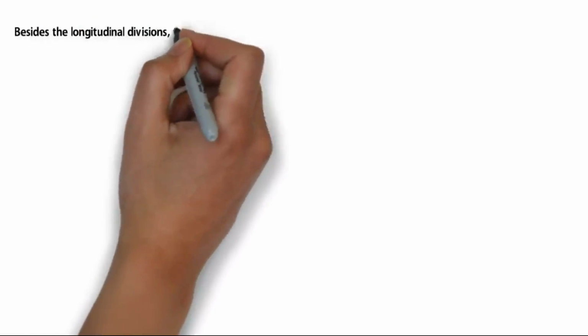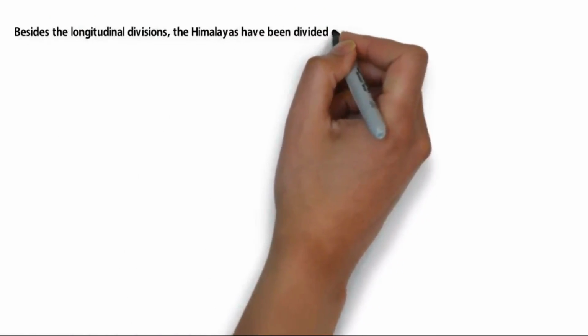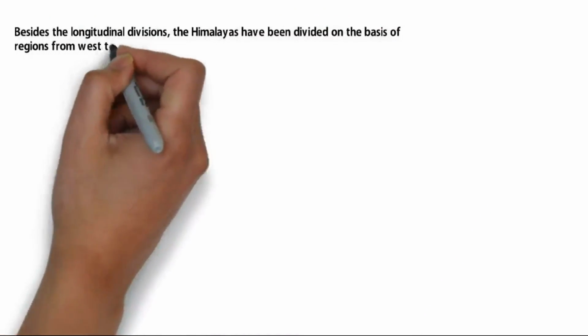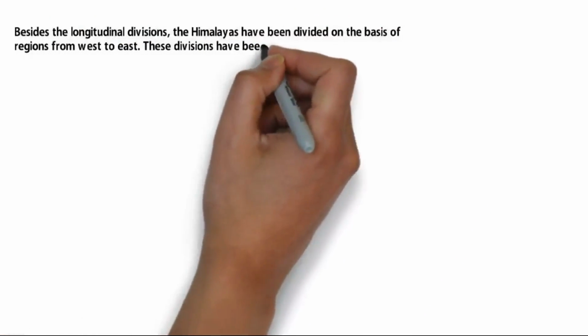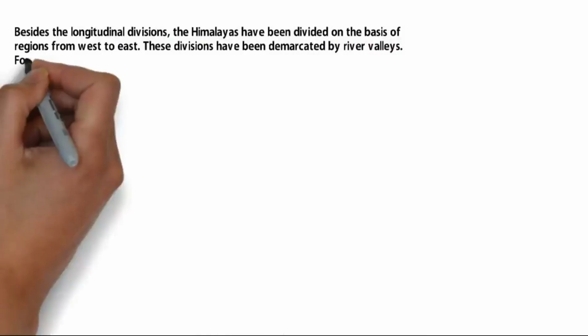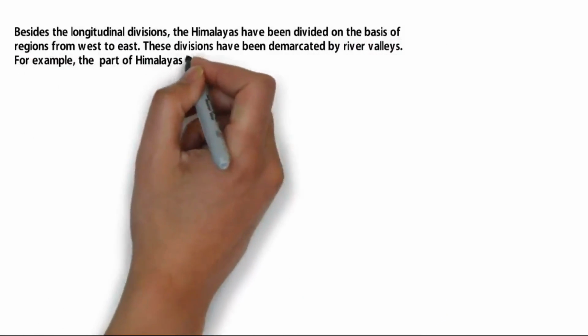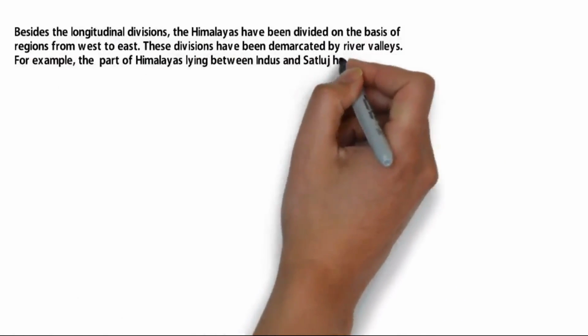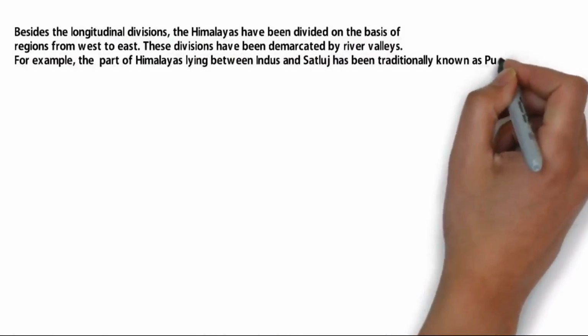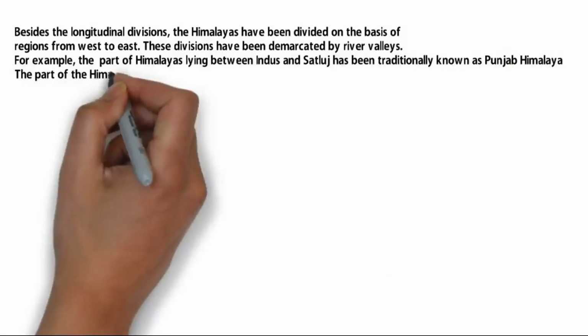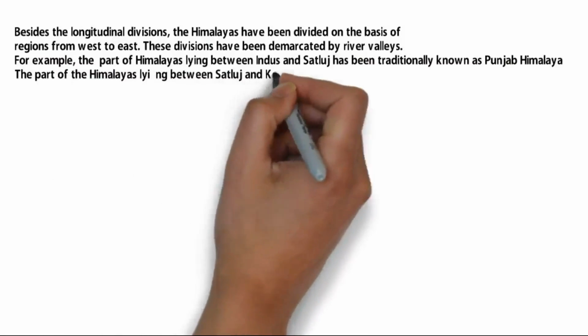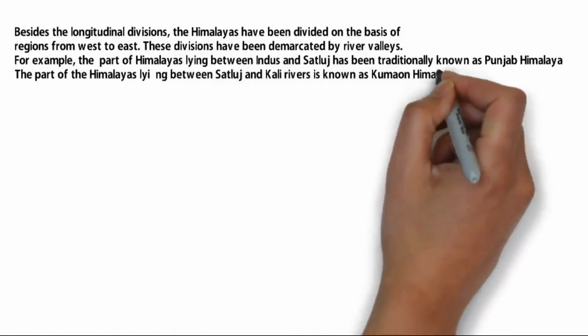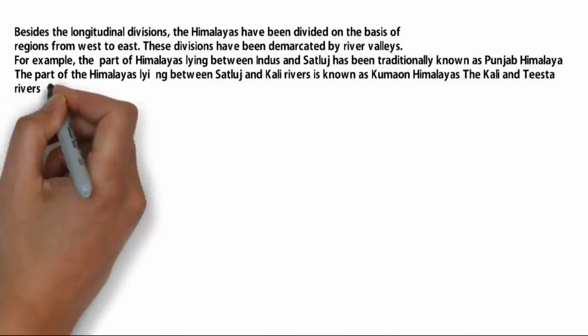Besides the longitudinal divisions, the Himalayas have been divided on the basis of regions from west to east. These divisions have been demarcated by river valleys. For example, the part of the Himalayas lying between the Indus and Satluj has been traditionally known as the Punjab Himalaya. The part of the Himalayas lying between the Satluj and Kali rivers is known as the Kumaon Himalayas.